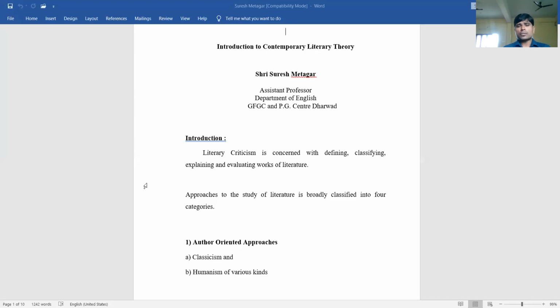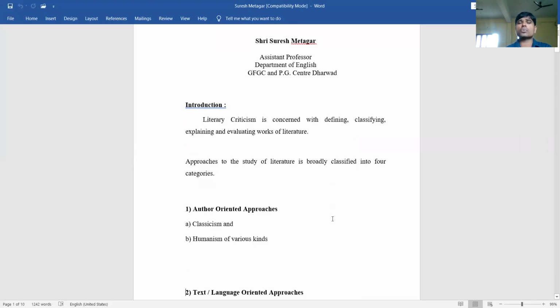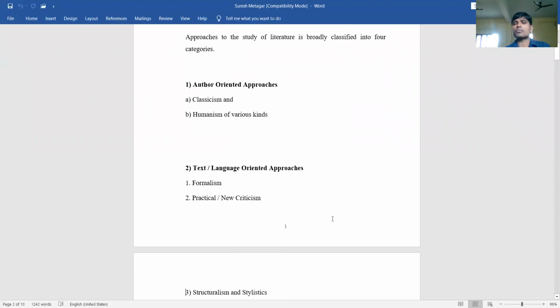So different approaches are there. Broadly, we classify these approaches into 4 categories. The first one is the author-oriented approach. This author-oriented approach is the traditional approach. In that, we have 2 subcategories. One is classicism and another is humanism of various kinds.